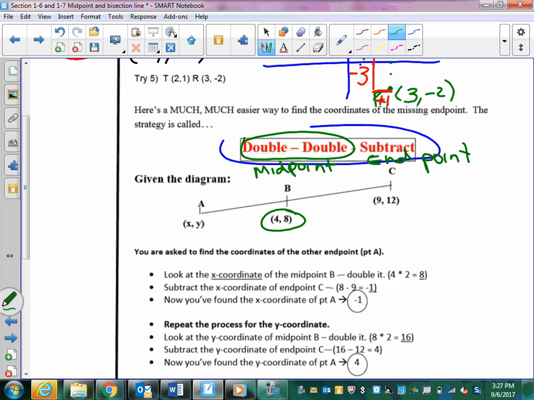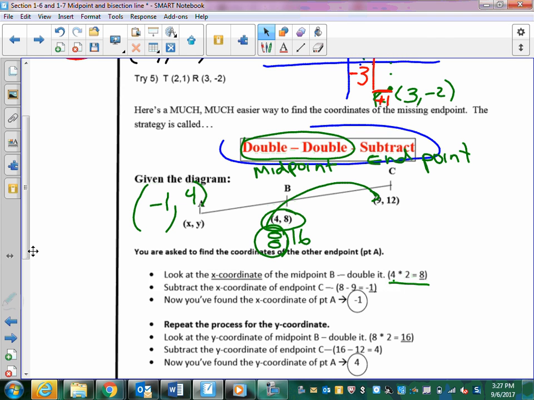You can read through it, but what I'm doing is doubling the X, which gives me 8. Double the Y, which gives me 16. And it explains to you here. Then I will subtract. I subtract the X from here, so 8 minus 9 gives you negative 1. 16 minus 12 gives you 4. So that would be the coordinate of the other endpoint. You pick which method you want. We'll practice more in class, and then you guys will decide what you want to do.